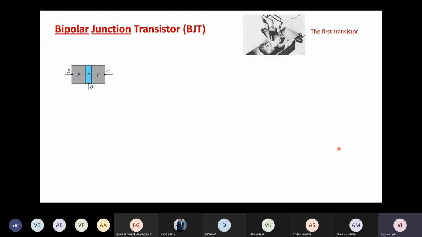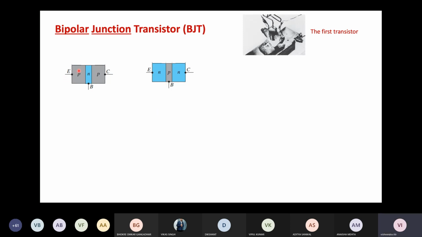FETs, so yeah, this is one of the main differences between BJTs and MOSFETs. MOSFETs are generally unipolar devices, and BJTs are the bipolar devices. So now let's quickly see, since we have a background of current conduction in a PN junction, we can understand the mechanism of a BJT as well.